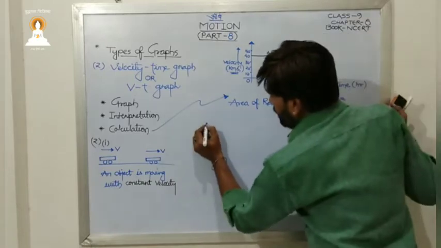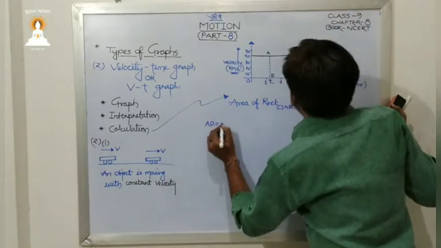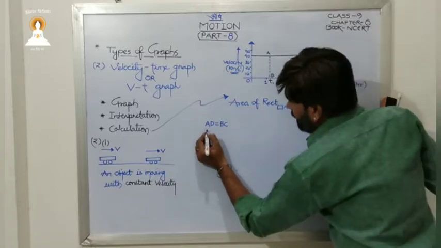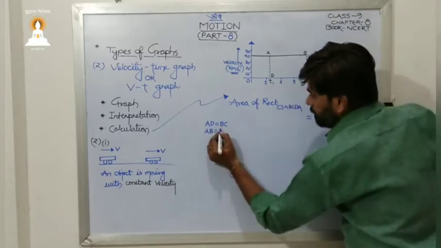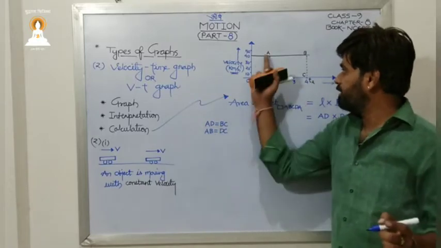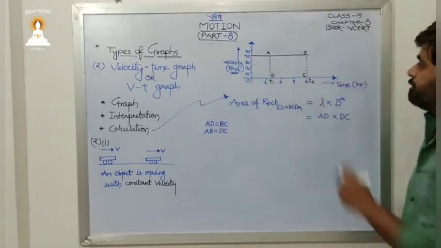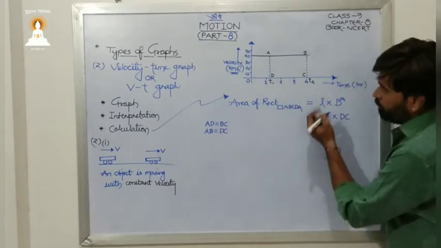Yes, because here you may also ask, sir, AD is equal to BC. Yes, definitely. And AB is equal to DC, no problem. Are you getting me? Yes, AB is equal to, sorry, AD is equal to BC and AB is equal to DC, one and the same thing. So okay, now the next work is to find out AD.